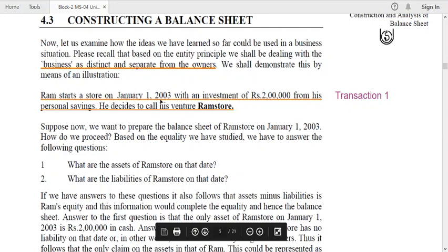Ram starts a store on January 1, 2003 with an investment of 2 lakh rupees from his personal savings. He decides to call his venture Ram Store. Okay, so this is transaction 1. Someone invested into a business called Ram Store. Ram invested into his business Ram Store 2 lakh rupees. He has put cash into his business. This is the first day transaction.